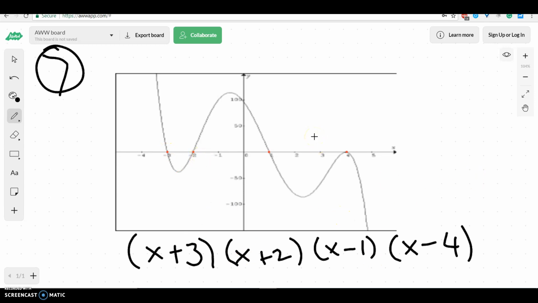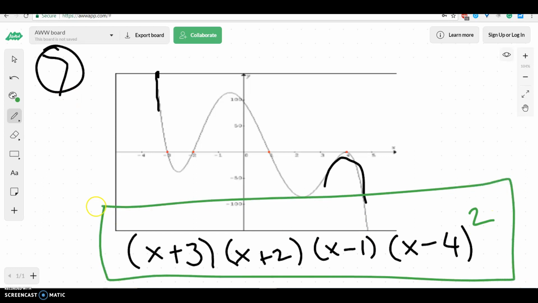There's only one thing we have to check, which is the degree of these factors. This goes straight through, so it makes a line, that makes sense. This goes straight through, it makes a line, that makes sense. This goes straight through, makes a line, that makes sense. This one U's. If I could draw the U shape better. But there we go, that one U's. So if it U's, we know that this is a second degree. So this is what it is in factored form.